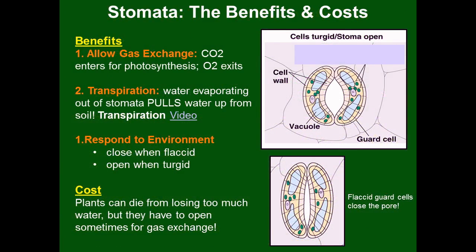What are the pros and cons to having stomata? The benefits are they allow gas exchange. CO2 enters for photosynthesis and water and oxygen exit. Transpiration, so water evaporating out of the stoma pulls water up from the soil. There's a nice video on transpiration there. And they can respond to the environment. So they can close when they're flaccid and they open when they're turgid. It's a little opposite than what most people think.